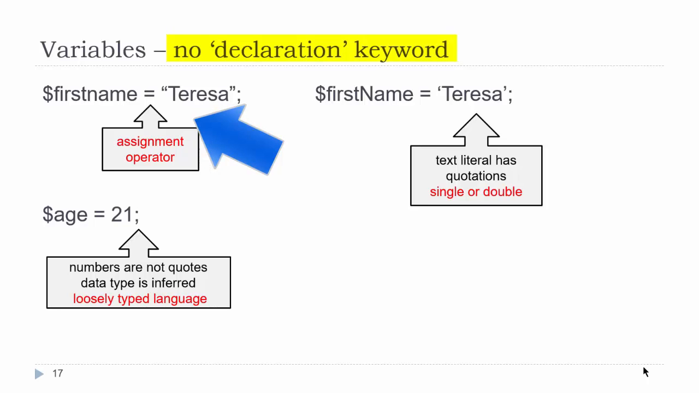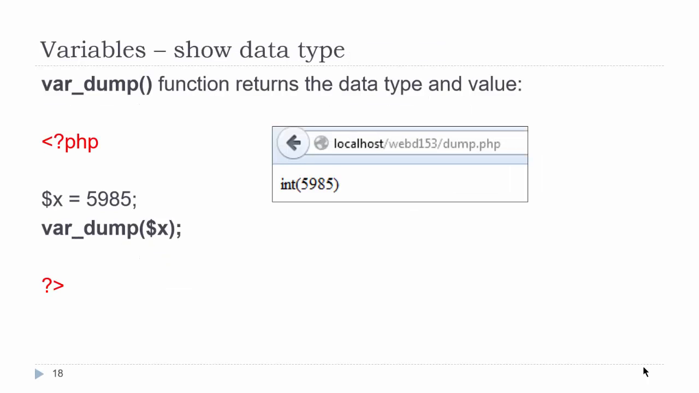A text literal can have single or double quotations. Numbers are not quoted. Again, it is a loosely typed language. The data type is inferred from the way the data is handled and assigned. If you wanted to see which data type PHP might be inferring, you can use the var_dump function, and it will return the data type and the value.